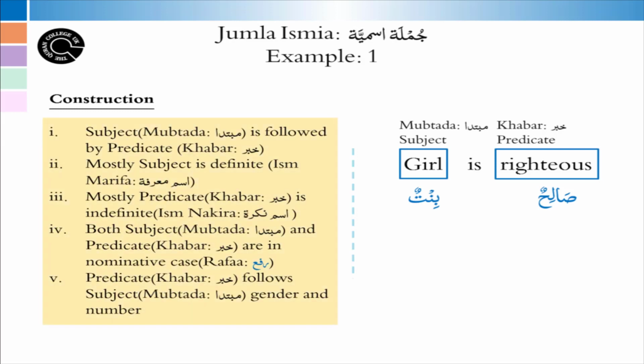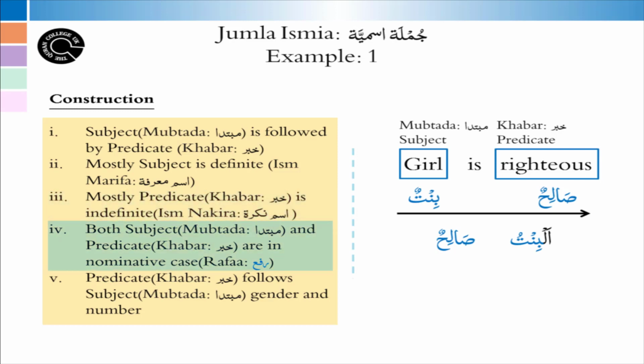Therefore, starting from rule 1, the subject is followed by the predicate. We can write the sentence in the flow of an English sentence by keeping the subject first followed by the predicate. Rule number 2. Mostly the subject is definite. We can make bintun definite by adding al onto it. This makes the subject al-bintu. As a general rule, whenever al is added, the double vibration reduces to single. Rule 3. The predicate should be indefinite, so salihun is left as it is.